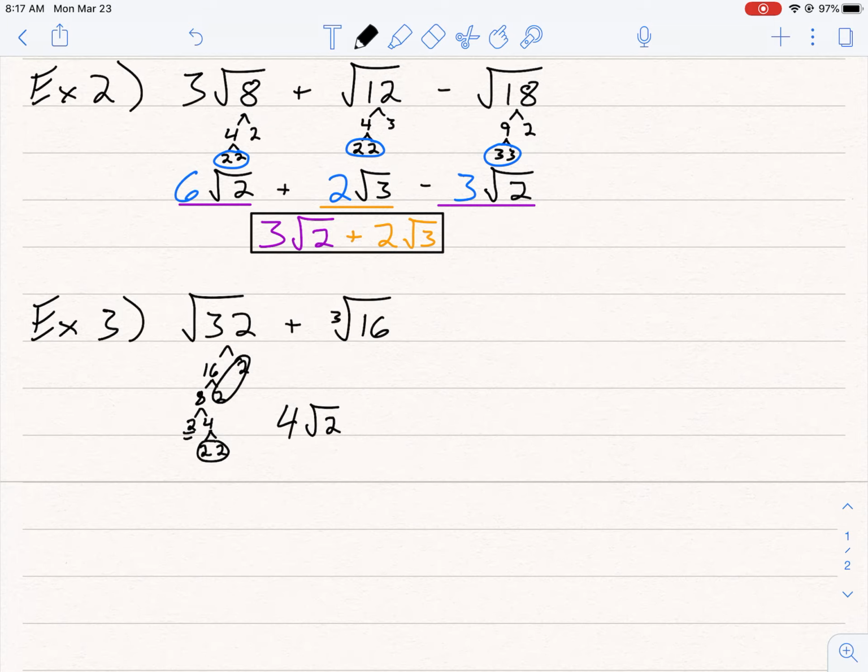And then for cube root of 16, 2 and 8, 4 and 2, 2 and 2. Remember, because it's a cube root, I need a group of 3 here. So that's going to be a 2 cube root of 2.